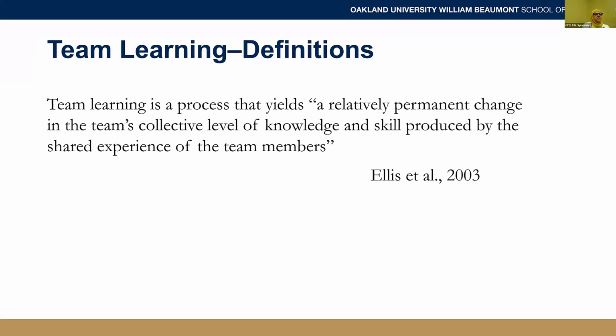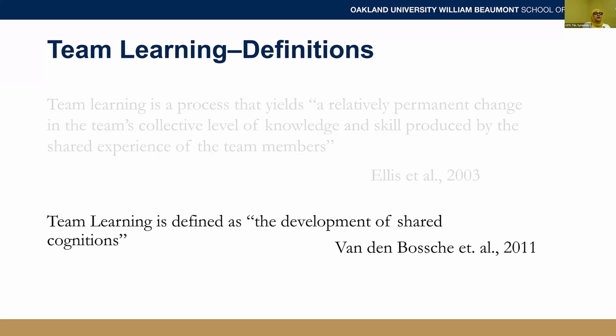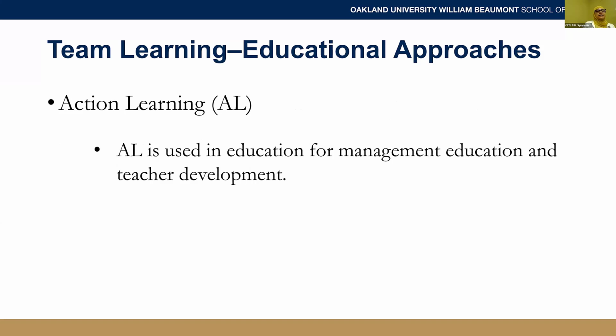But in the beginning, we need to define what team learning means. Edmondson and her collaborators defined team learning as a process that yields a relatively permanent change in the team's collective level of knowledge and skill, produced by the shared experience of team members. Another definition is that team learning is the development of shared cognition, so different team members share their cognitive processes for learning.